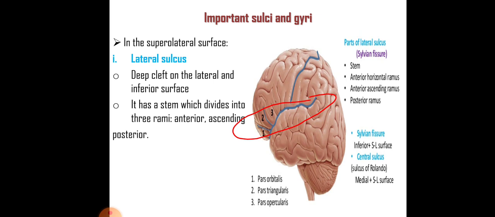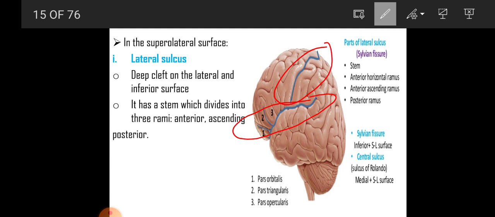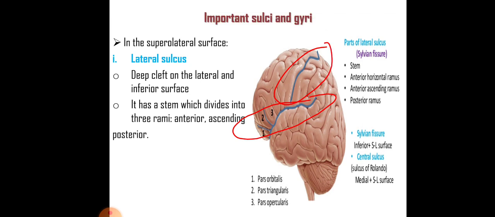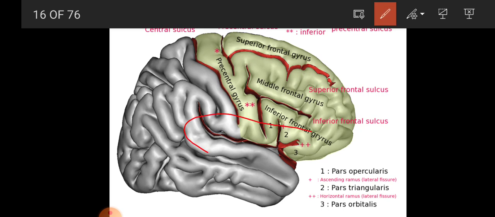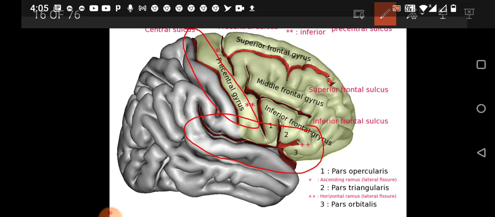Then the parts of the lateral sulcus are the stem, the anterior horizontal, anterior ascending and the posterior ramus. Then the sylvian sulcus. On the inferior surface there is a sylvian sulcus. Then the central sulcus. In this image we can see this is the central sulcus. Then lateral sulcus is there. Here we can see the lateral sulcus in the enlarged image. This is the lateral sulcus and this is the central sulcus.